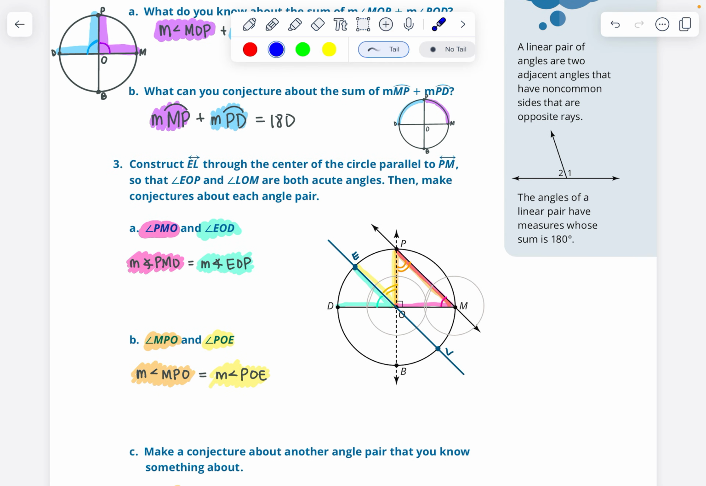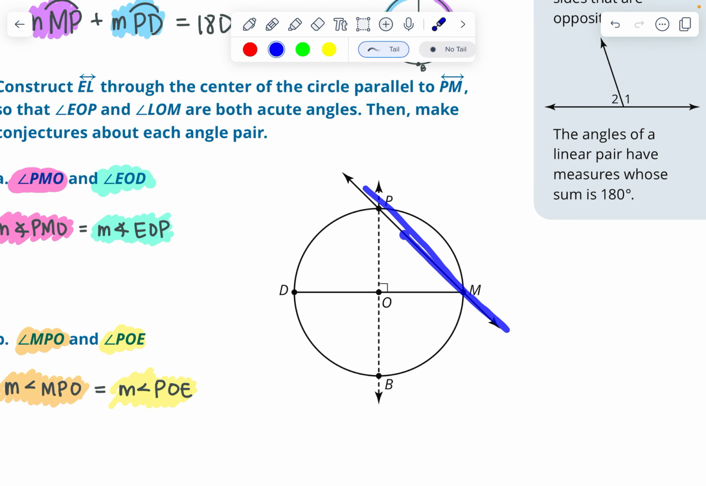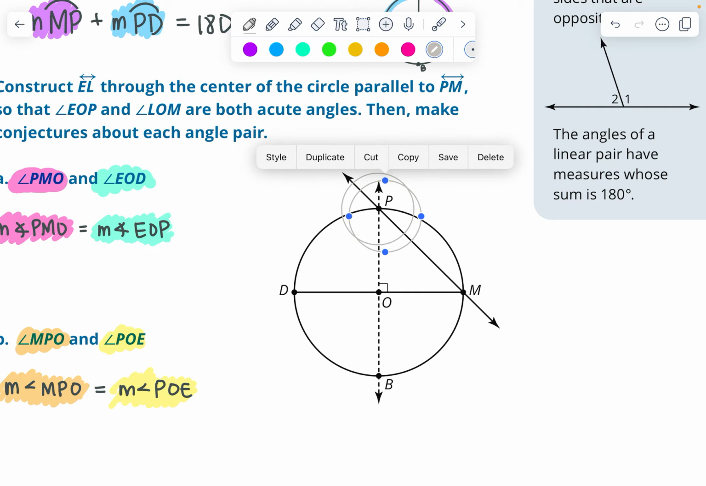All right, construct EL through the center of circle parallel to PM. So, get rid of all of that. Okay, so we're going to construct a parallel line to this line. So we want to make a parallel line to this line that goes through the center, but we're going to construct it, so we're going to do it right. So the first thing I want to do is draw an arc around point P, making sure it is centered. I'm going to duplicate that circle, and I'm going to draw that around the point that I'm trying to go through.